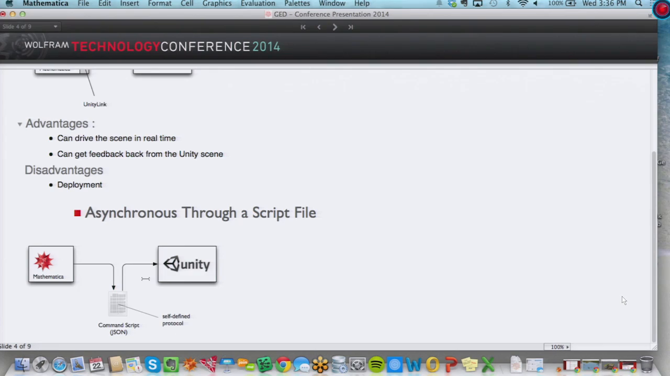So what we decided on was architecture option number 2, which is on the lower part of that page right there: let's do it asynchronously. Let's have Mathematica generate a script, if you will, a script of commands. And these commands are in some protocol that we dreamed up ourselves. And then have that read into Unity and have Unity act it out accordingly.